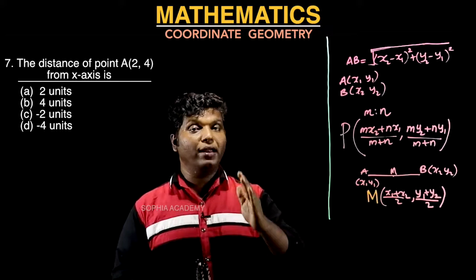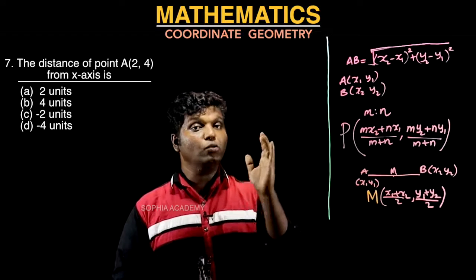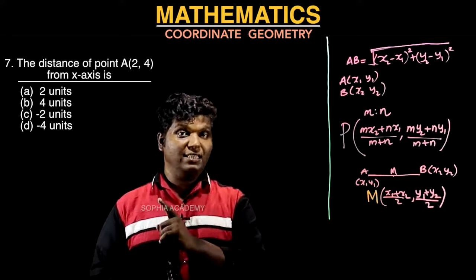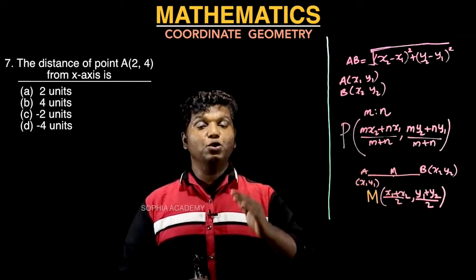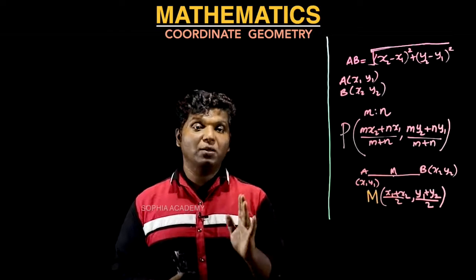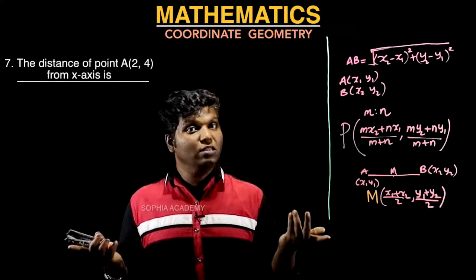The distance of the point A, 2, 4. So there is a point given 2, 4. From x-axis is, from x-axis. From x-axis means you have to say the y coordinate of the given point. That's it. So what is the point? It is 2, 4. What is the y coordinate of 2, 4? 4. So the answer is 4.